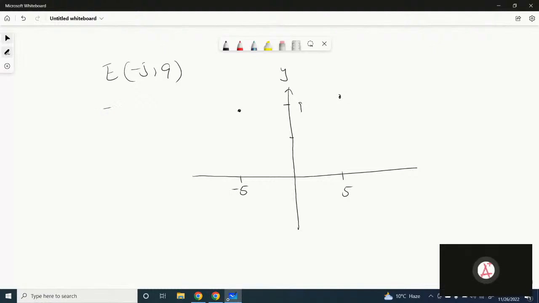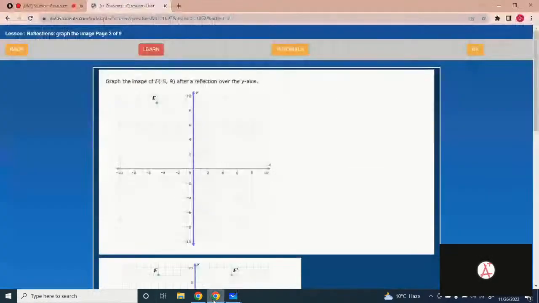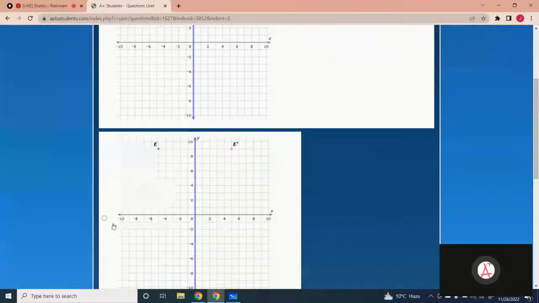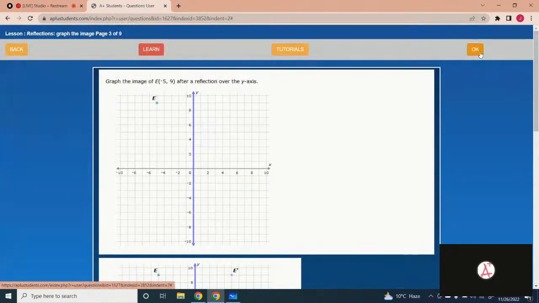So E dash is now where the x component is changed. If it was negative 5 earlier, now it would be positive 5. Got it? It would be 5 and 9. That is the first option, because here you have the same distance from the y-axis on this side. So it would be the first option. Got it?